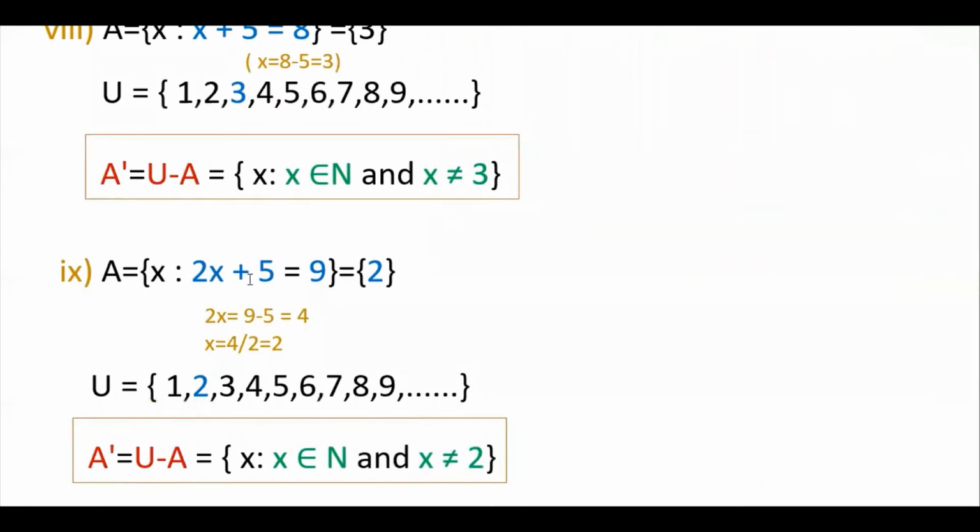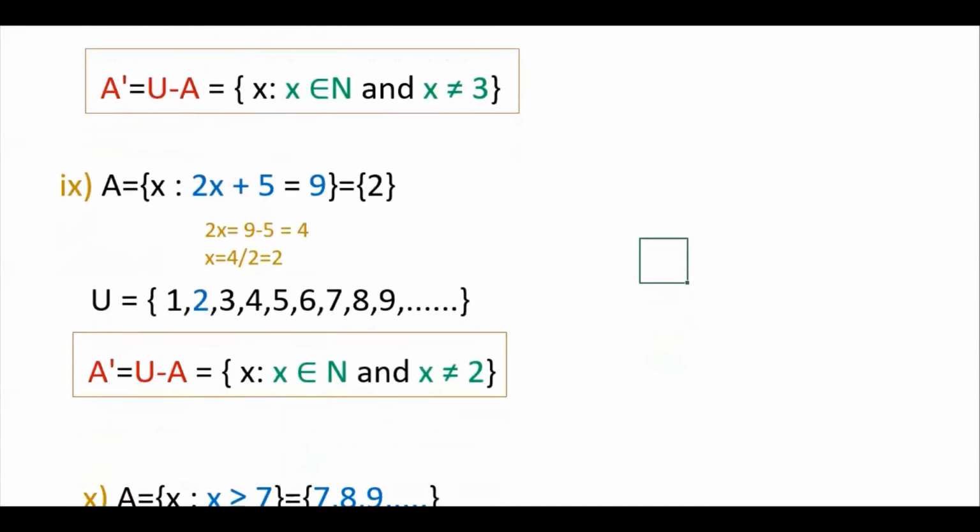And similarly, if you solve this equation, the next problem, 2x plus 5 is equal to 9. So here 2x is equal to 9 minus 5, that is equal to 4. So x is equal to 2. So only you have to exclude 2, only element. So the complement of this set is equal to x belongs to N, and x does not belong to 2. x does not equal 2. Here x does not equal 3.